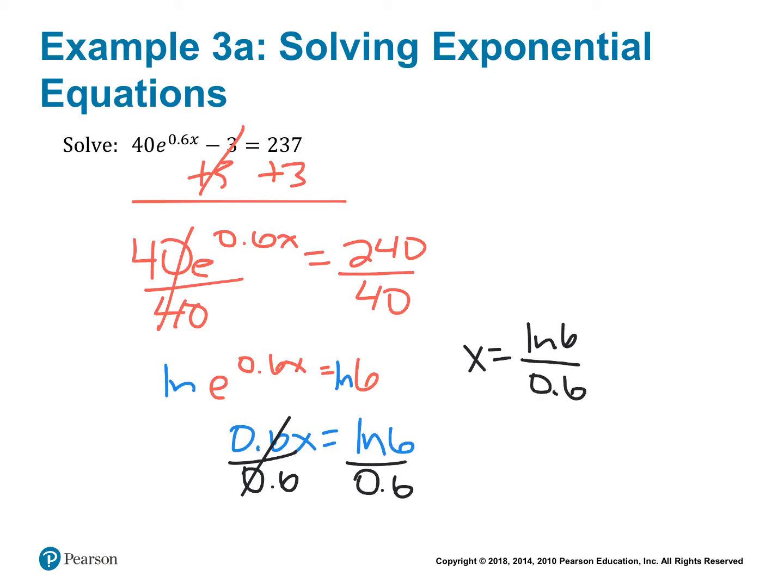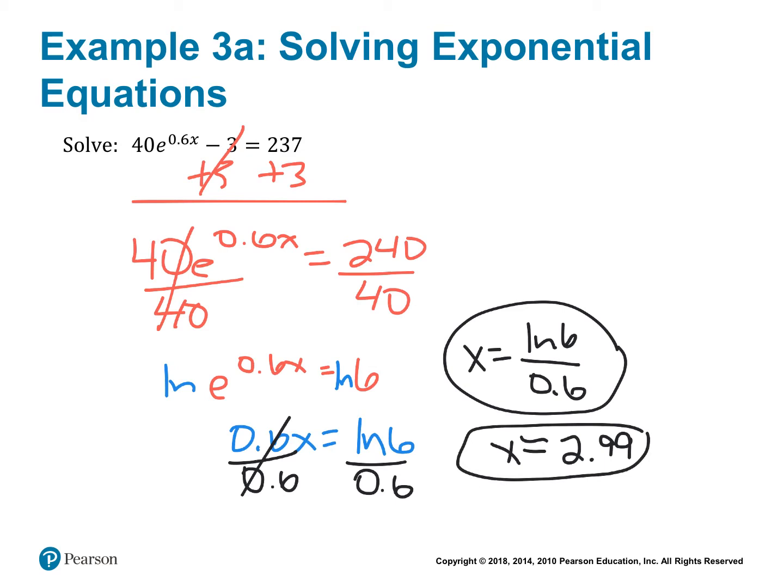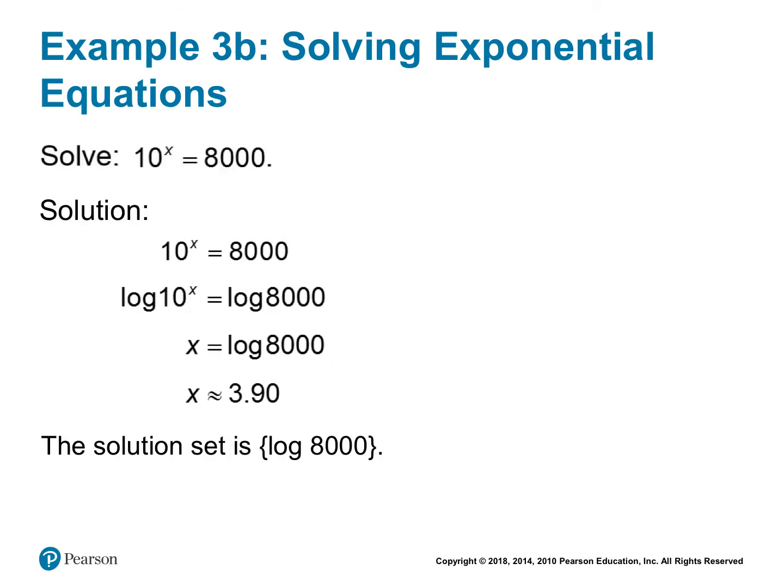If I want the exact answer, you could write this. If you want a decimal approximation, you plug that in your calculator and you get about 2.99. And you could go ahead and plug that back in for the x up at the top and see if you get something that equals 237 at the end. 3b is a base of 10 example that you can look at on your own.